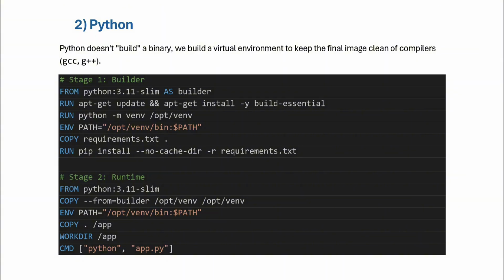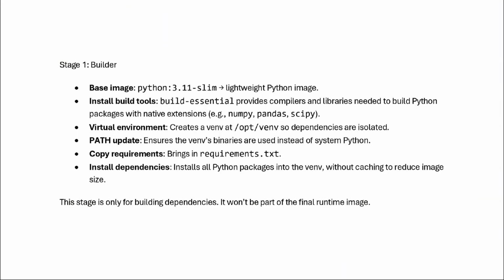It also has a multi-stage build, that is stage 1 builder and stage 2 runtime. Stage 1, builder: the base image is Python 3.11 Slim, which is a lightweight Python image. Installing build tools: build-essential provides the compilers and libraries needed to build Python packages with native extensions, that is NumPy, Pandas, SciPy.